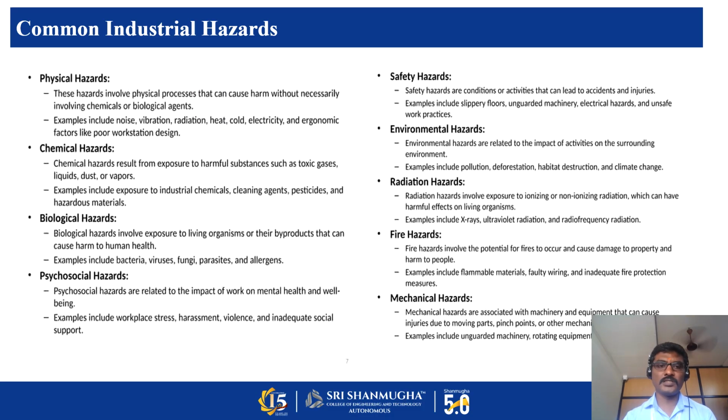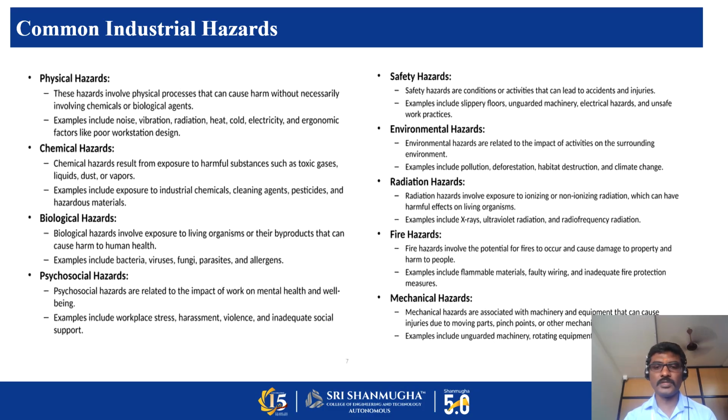Physical hazards include noise, vibration, radiation, heat, cold, electricity, and ergonomic factors like poor workstation design. Chemical hazards result from exposure to harmful substances such as toxic gases, liquids, dust, or vapors. Examples include exposure to industrial chemicals, cleaning agents, pesticides, and hazardous materials.